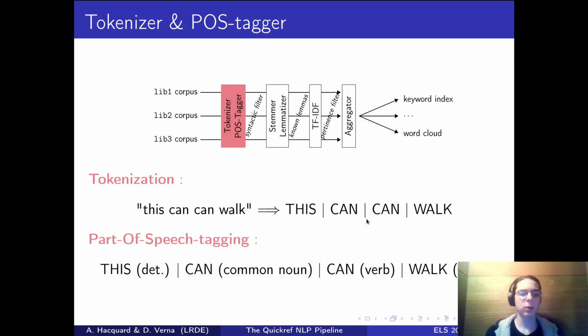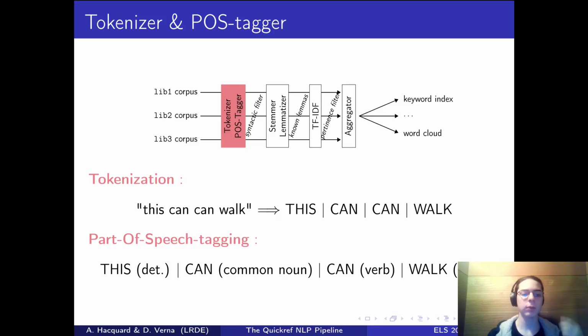When we have tokenized the whole corpus, we can then use a POS, part-of-speech, tagging tool to determine the syntactical class of each token we just tokenized. A syntactical class can be, for example, a common noun, verb, adverb, etc. So if we take again the example "this can work", this will be a determinant, can will be a common noun, the second can, which is not the same can, will be a verb, and the final token, work, will also be a verb.